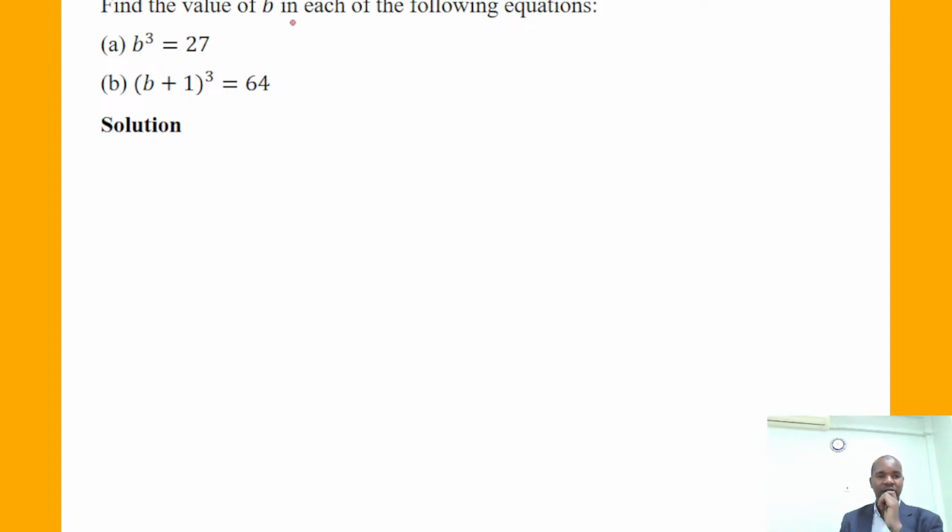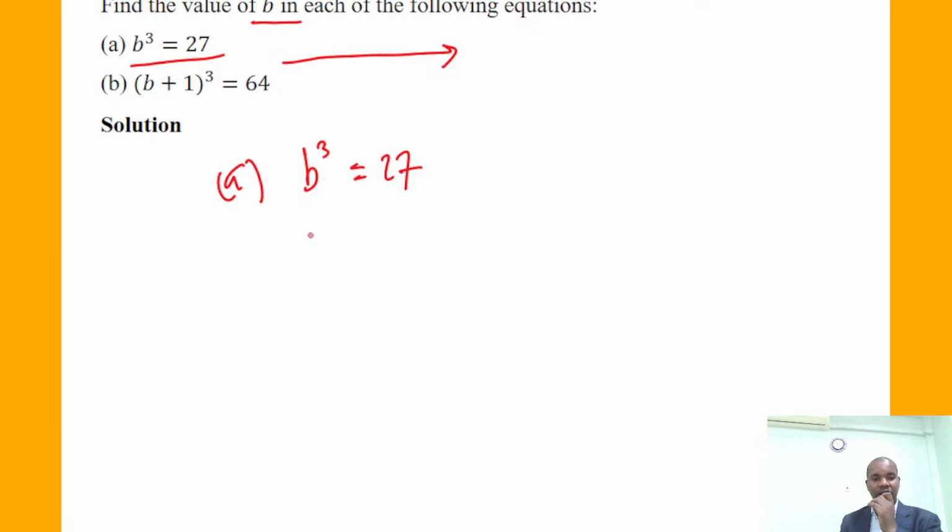Find the value of b if you have b to the power 3 equals 27. We are going to start with part A. You have b to the power 3 equals 27, and 27 can be expressed in terms of a number to the power 3. So b to the power 3 will be equal to 3 to the power 3. You see the exponents are the same. So what you do here, you compare bases, and you conclude that b will be equal to 3.